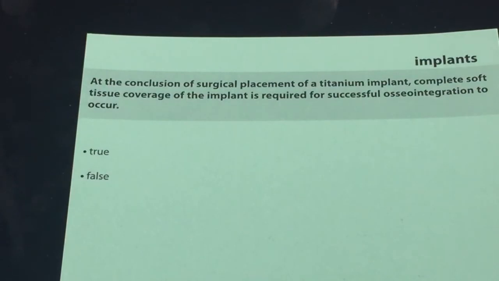At the conclusion of surgical placement of a titanium implant, complete soft tissue coverage of the implant is required for successful osseointegration to occur. Is this true or false? Not true.